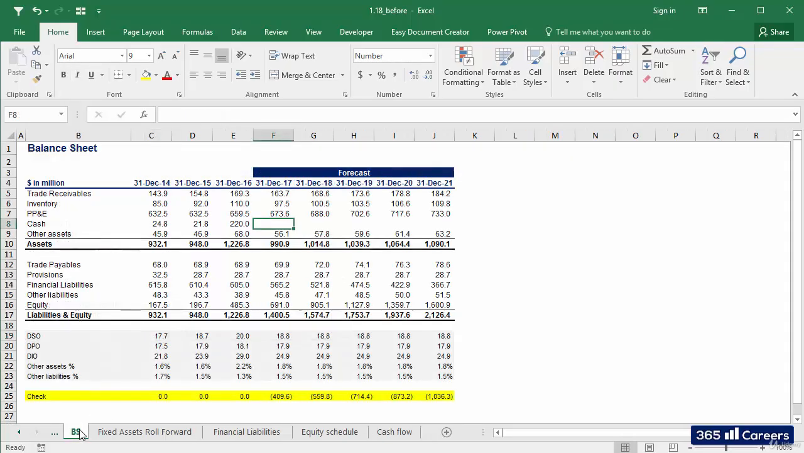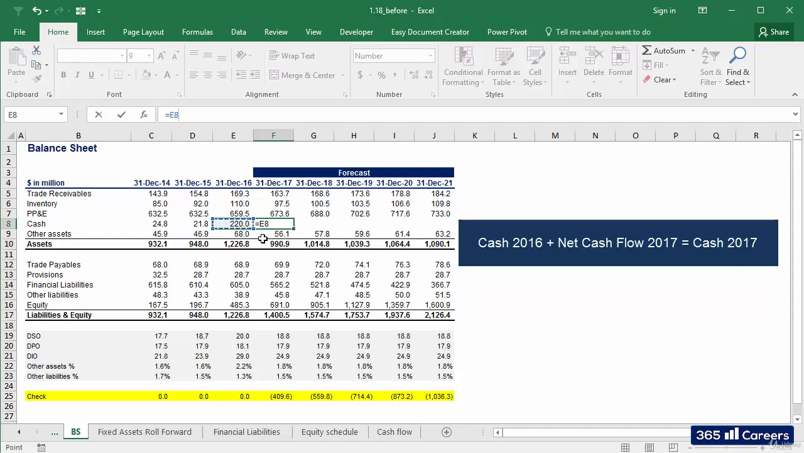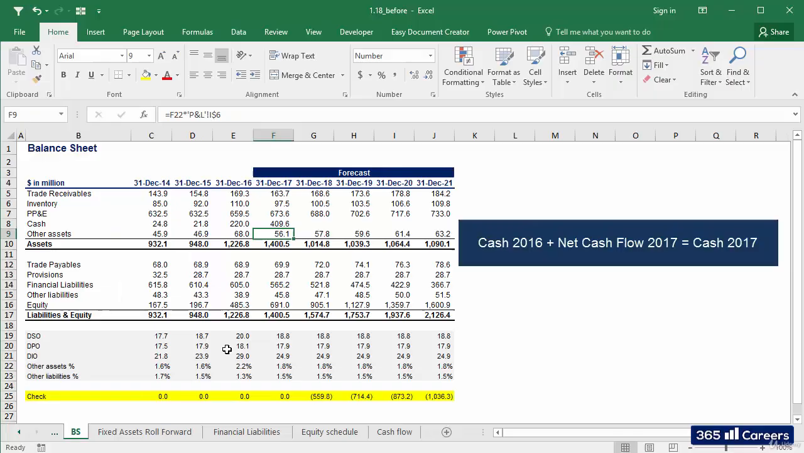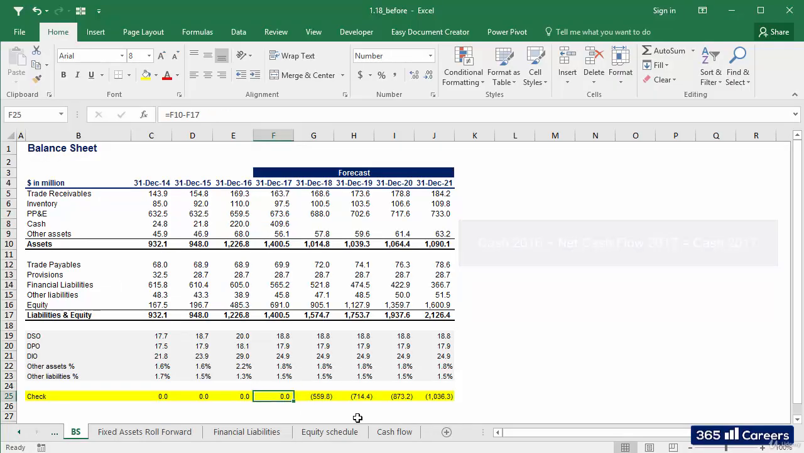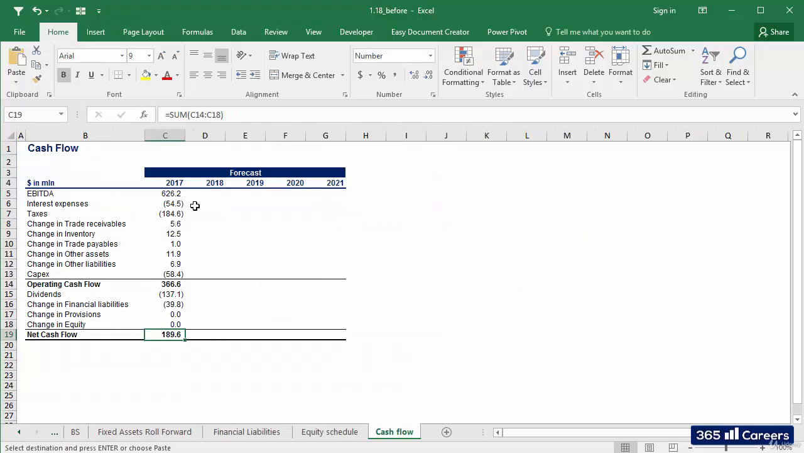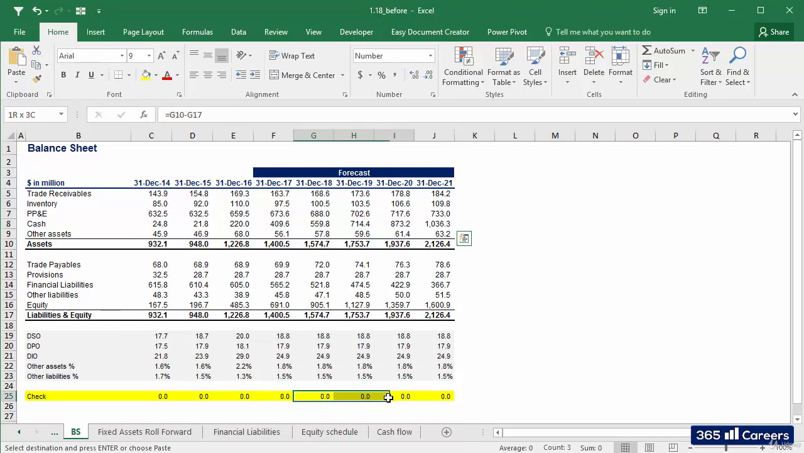Let's go to the balance sheet and write the following formula. Last year's cash plus this year's net cash flow is equal to ending cash in 2017. See? The balance sheet balanced for 2017. Let's paste the formula to the right, and if we've worked correctly, the balance sheet must balance for the remaining years. Great, it did. This completes our model.